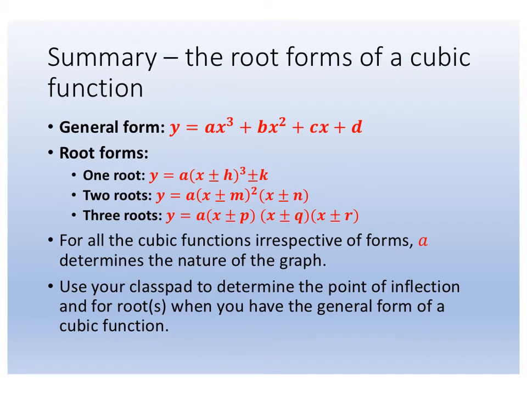Right, let's have a look at the forms of cubic function. So the general form is y equals ax cubed plus bx squared plus cx plus d. You could have the root form, where in this situation there's only one root, in this one 2 roots, and you've got 3 roots in this case. So for all cubic functions, irrespective of the form, A determines the nature of the graph. For positive A, it looks something like this, and negative A, it looks something like this.